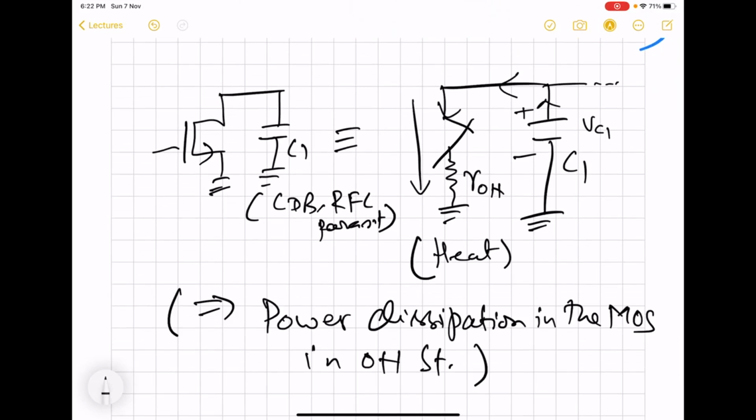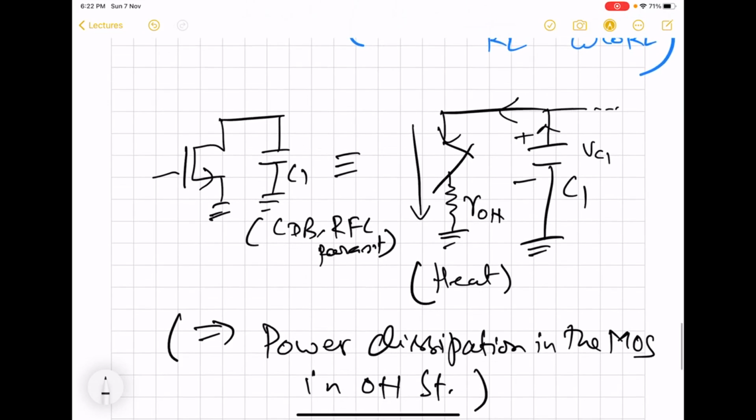Because of this, the efficiency of the circuit where this MOS is being used as a switch will be low. So what this class E power amplifier basically tries to do is ensure that there is no voltage across C1 when the switch closes. So when the switch closes and there is no voltage or no net charge on this capacitor, there will be no discharge current. So there will be no heat generation in this MOS. If that happens, then of course the efficiency is going to be higher.